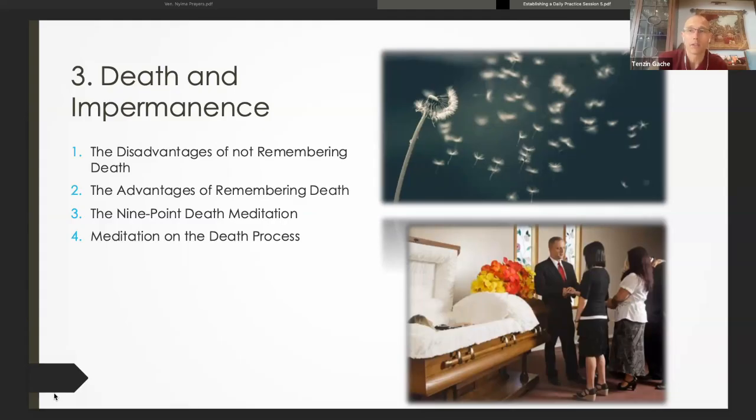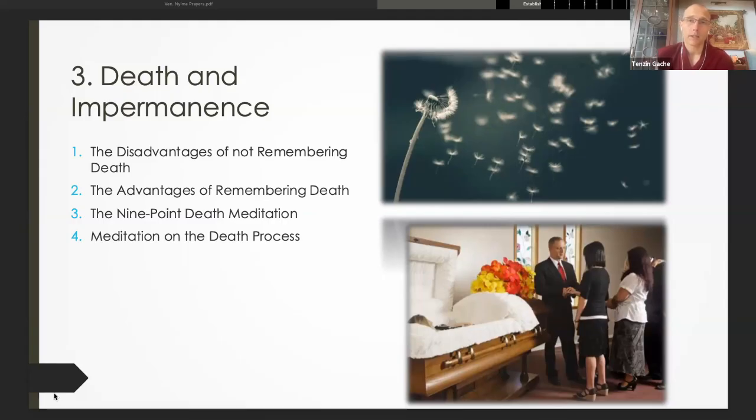Otherwise, if we just sit there trying to think of the advantages ourselves, it might not come to mind so easily. So then we have actual meditation on death, which is the final two, points 3 and 4. And there's two general ways to do that. One is a 9-point death meditation, which you'll see very clearly outlined in the Lamrim, which is three groups of 3. So the first group is thinking about how death is definite, and then thinking about how the time of death is indefinite. I think we did this meditation last week.